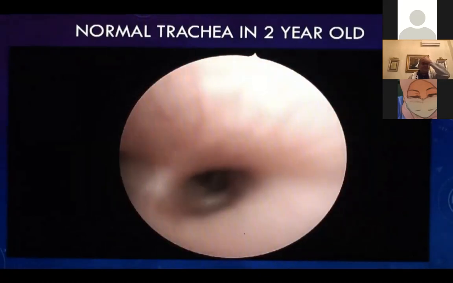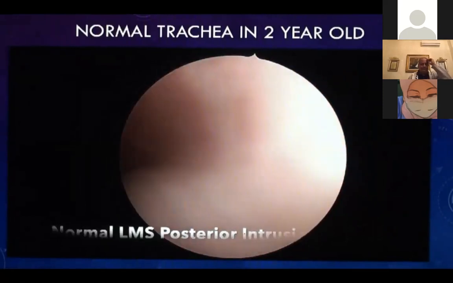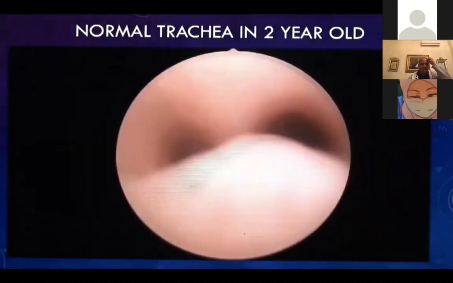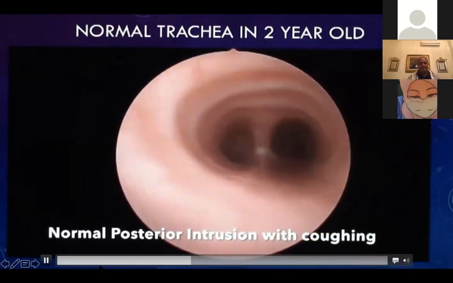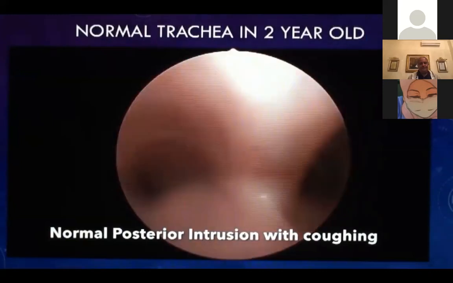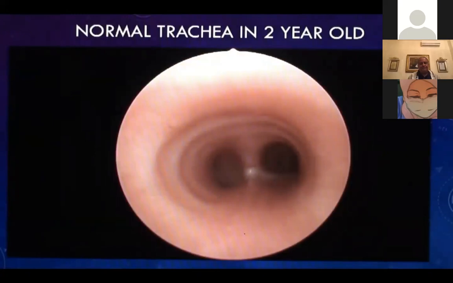And it's important to realize when you're doing these, there's a typical or common L2 or mid left main stem posterior intrusion from the descending aorta in children. And when they cough, you can see that posterior membrane goes and intrudes into the lumen a little bit, less than 50%. So that's a very normal trachea.